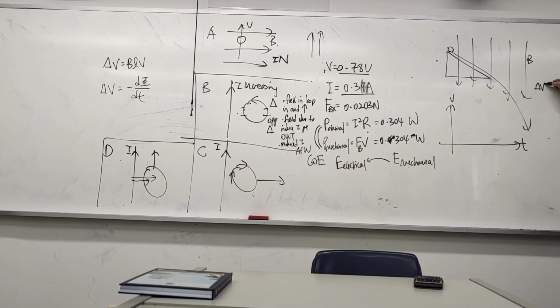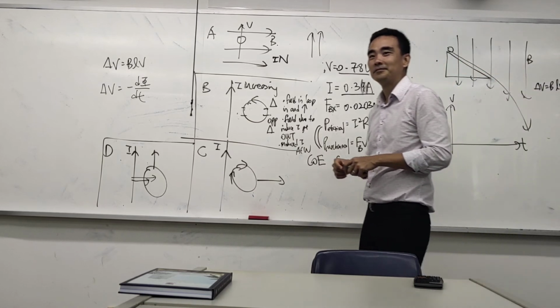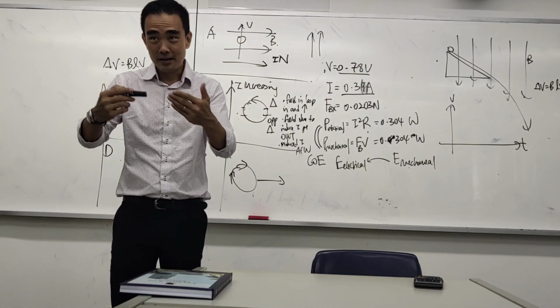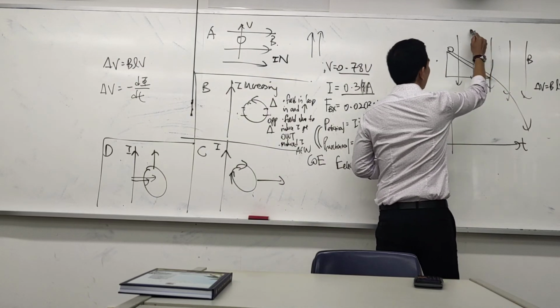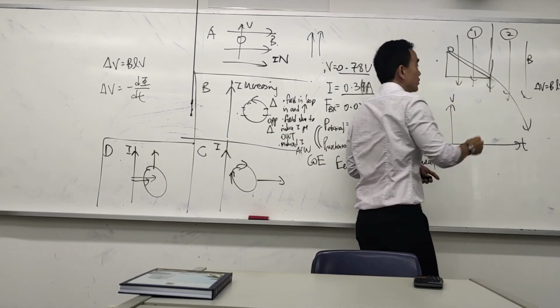Using your knowledge of delta V equals BLV, how does it change? It brings up another idea later on. Okay, let's break this down into two parts. Part 1 and part 2, yeah? Before and after the ramp.